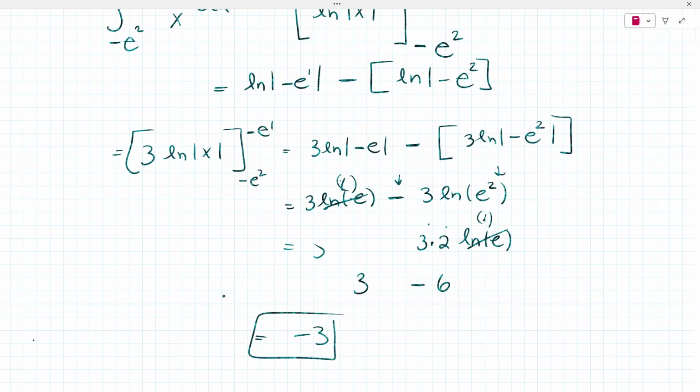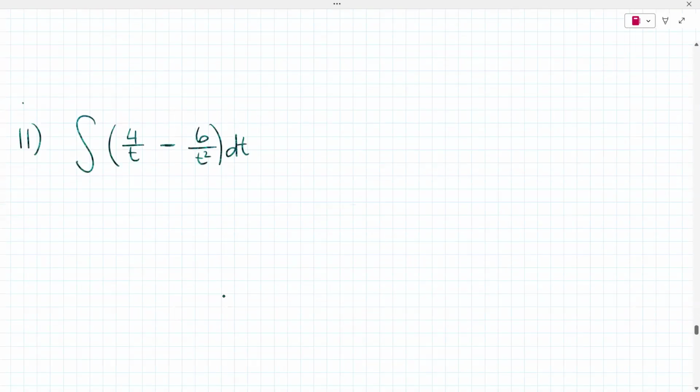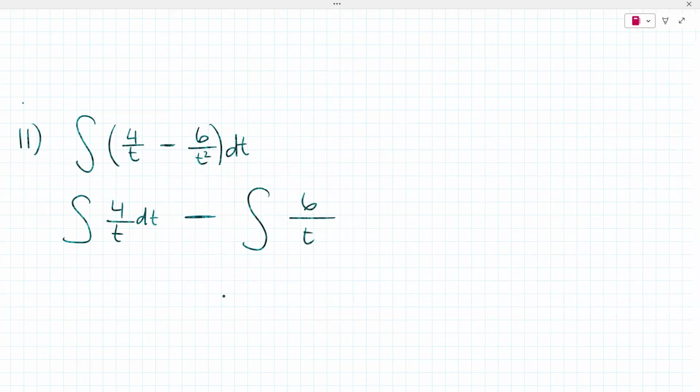Okay, let's move on to 11. So we have the integration of 4 over t minus 6 over t squared dt. The first thing I'm going to do is break it down into two separate integrals. It's going to be the integration of 4 over t dt minus the integration of 6 over t squared dt.